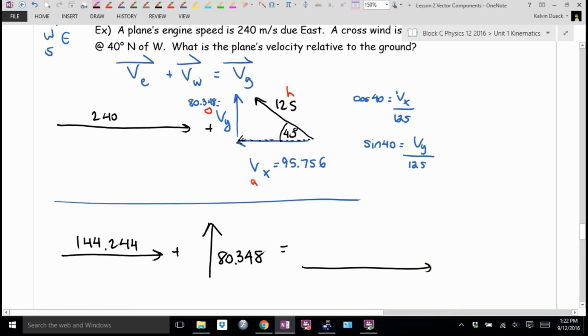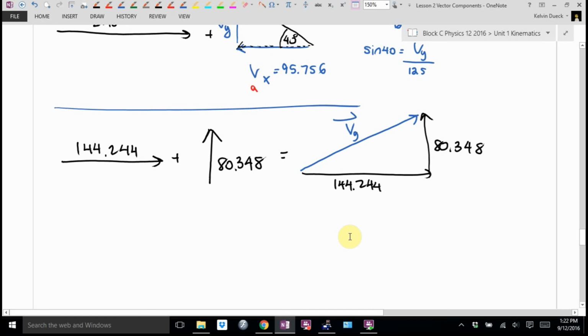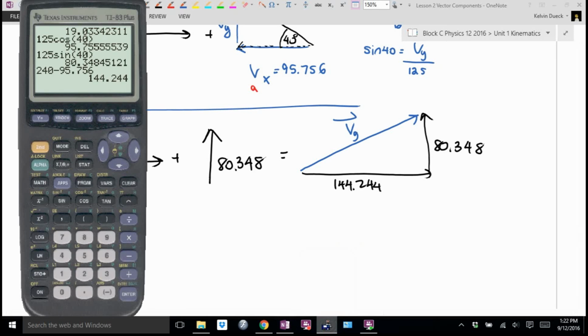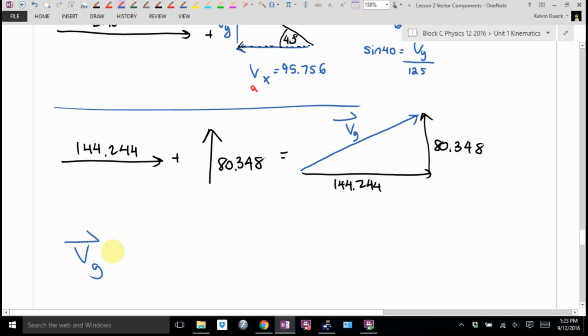It's going to go 144.244, 80.348. There is the resultant. This is the ground velocity, VG. Pythagoras. I get a magnitude of 165.1, to 3 sig figs now, 165. The ground velocity is going to be 165 meters per second.